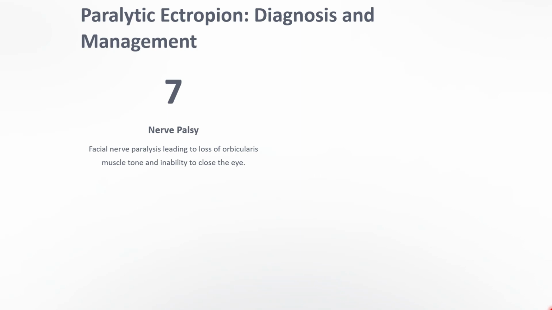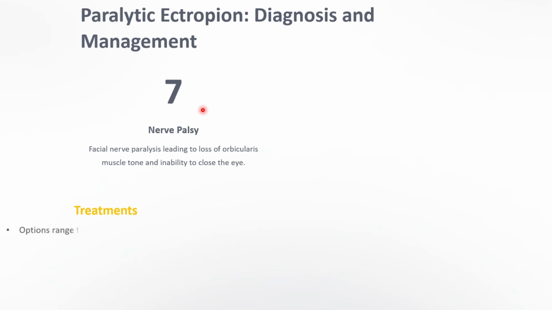So the strength of the orbicularis muscle can be checked by a simple test. Now ask the patient to forcefully close their eyes. In cases of paralytic ectropion, the strength of this muscle is usually reduced compared to the normal side because of the seventh nerve paralysis. Now, come to the treatment of paralytic ectropion.